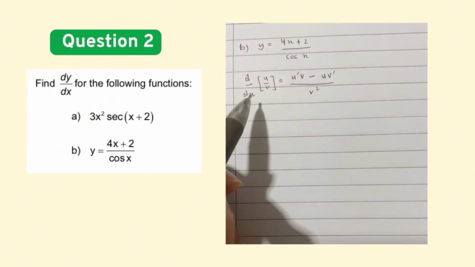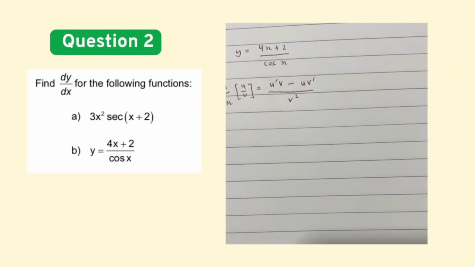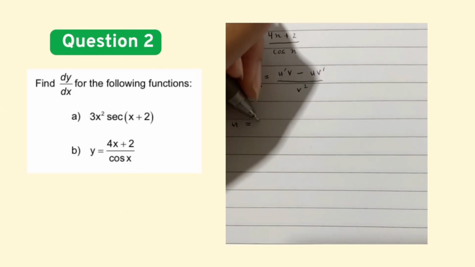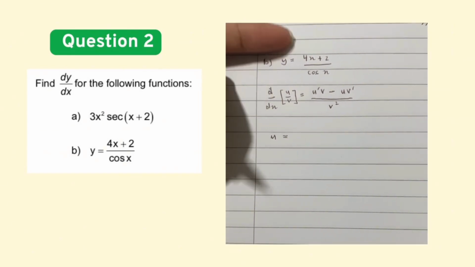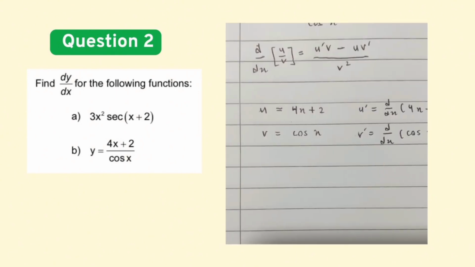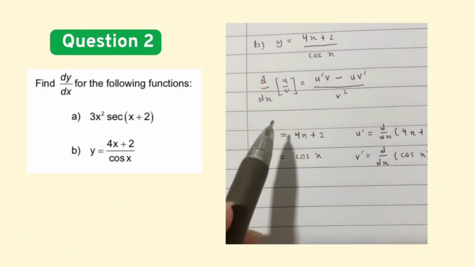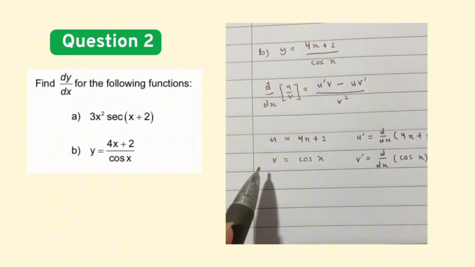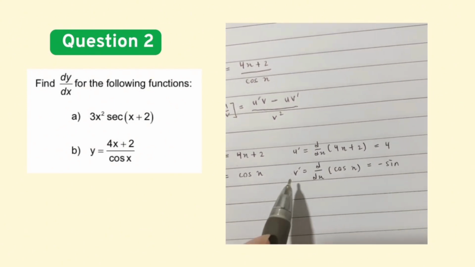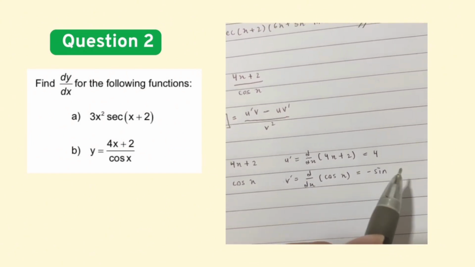So now we have the formula. We have to define the parts. It is the same as before, where u is the first function, v is the second function, and u prime is the derivative of first function, v prime is the derivative of the second function. So now I have put our function into the uv parts. So u is 4x plus 2, v is cos x, u prime is 4, and v prime is negative sine, because derivative of cos x is negative sine.